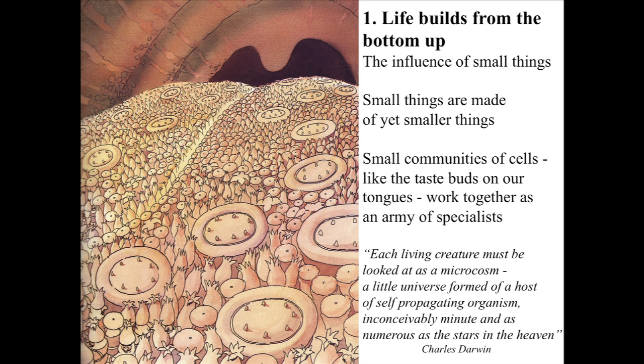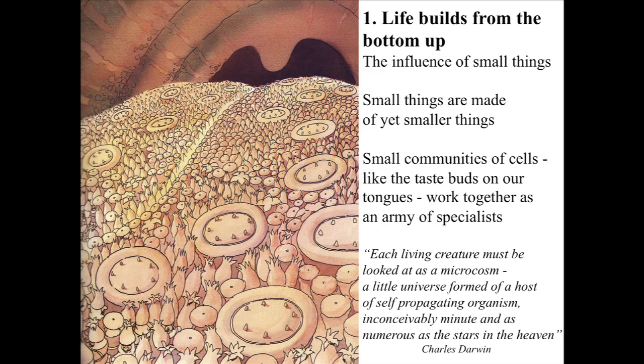So one of the things you might want to realize is that life uses small things and builds bigger things. This is kind of typical. Look at my description of a cell already. There are many smaller components inside of bigger components, kind of like that Russian doll thing, so that small things are made of yet smaller things. And we have small communities of cells, like our taste buds on our tongues, that work together. While cells make tissues, tissues make organs, organs make organisms.